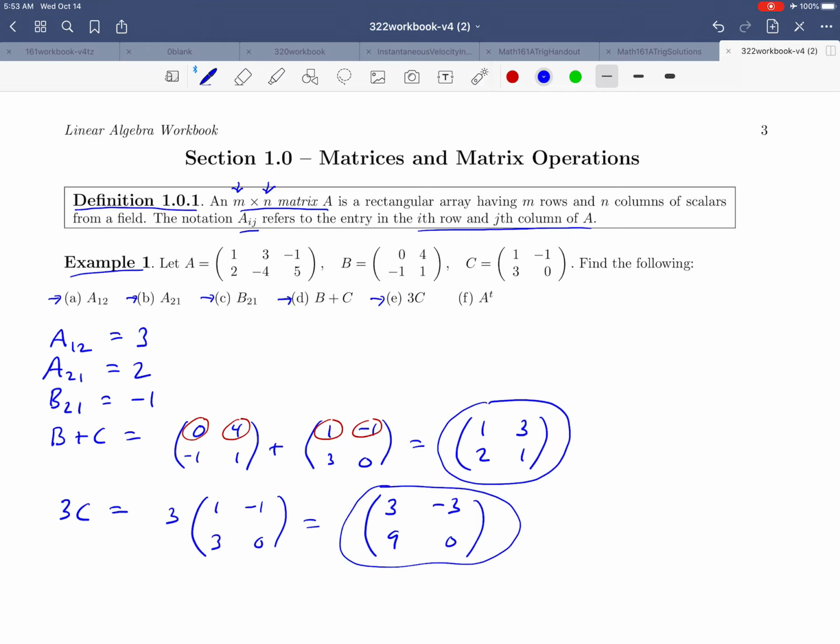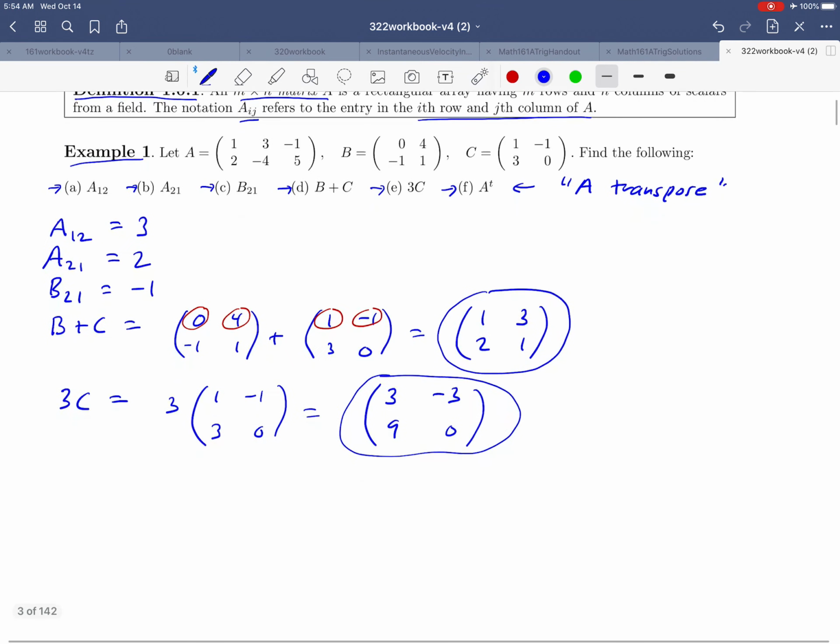And then finally, this last one may be new to a lot of you. What does that T mean, A^T? In words, that means the transpose of A. We would read this A transpose. What is the transpose of a matrix?